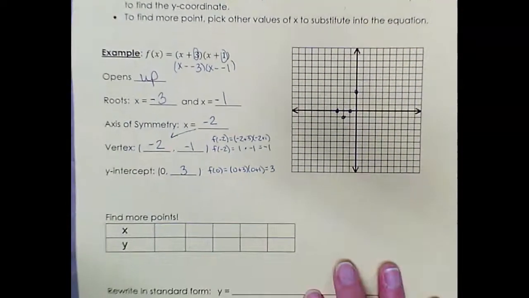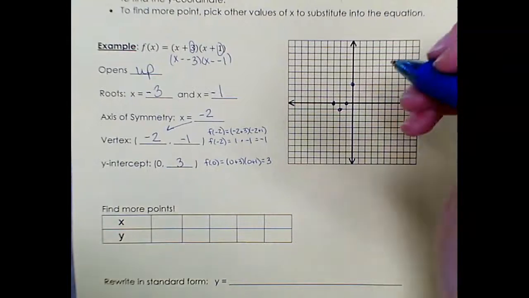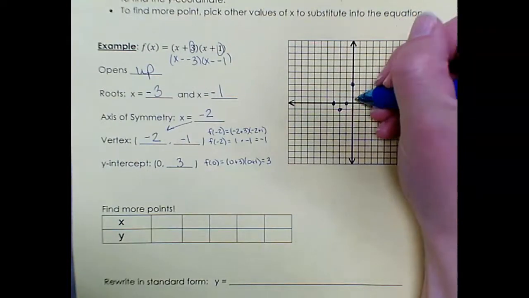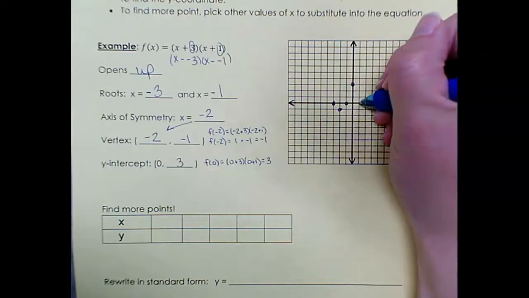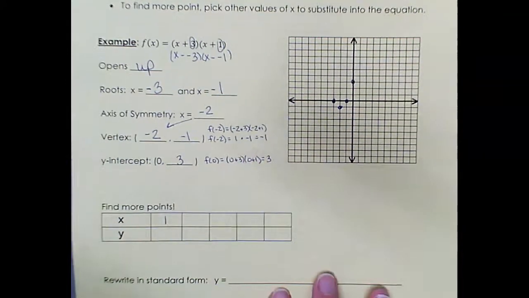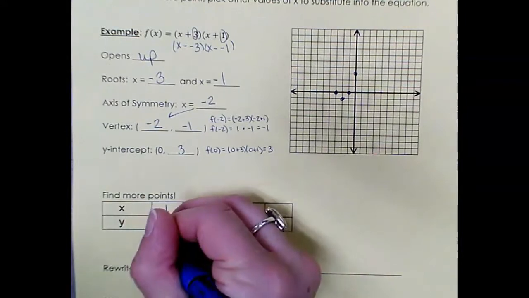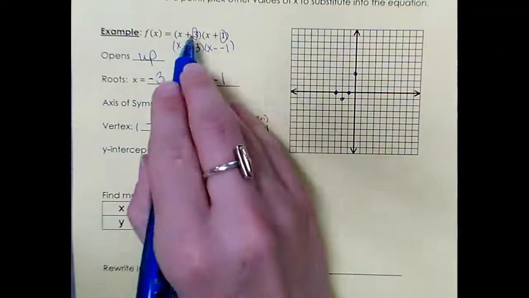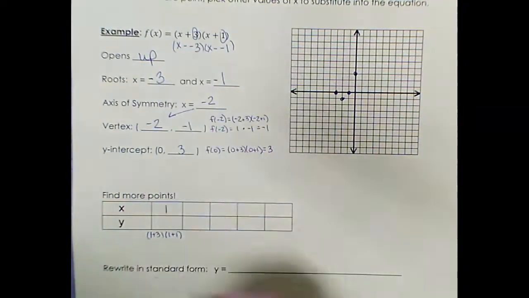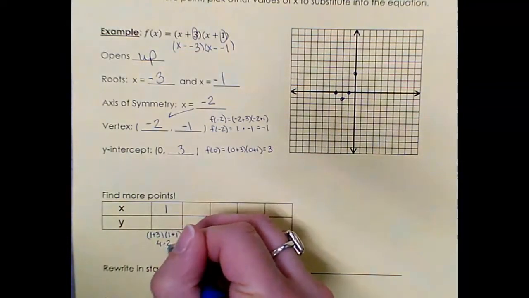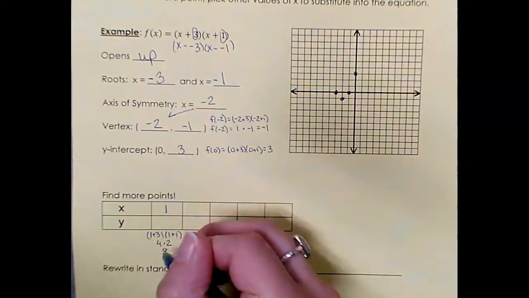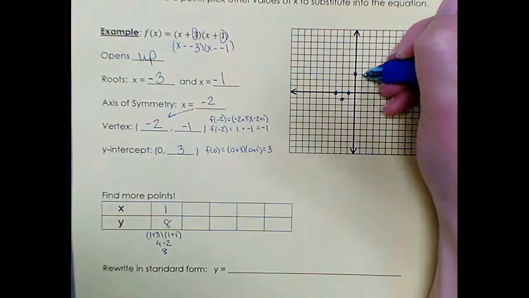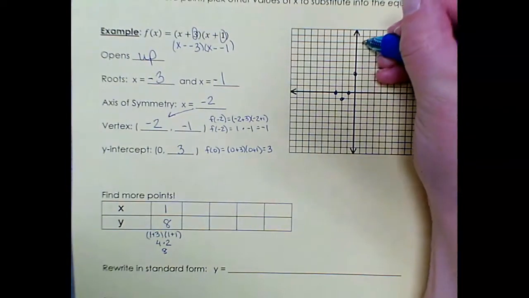Let's find more points. So maybe let's find this next point. So this is an x value of negative 1 and 0, and let's find when x is 1. So let's substitute that in. 1 plus 3 times 1 plus 1. I just substituted 1 for x. 1 plus 3 is 4. 1 plus 1 is 2. 4 times 2 is 8. So there's another point on my graph. 1, 2, 3, 4, 5, 6, 7, 8.